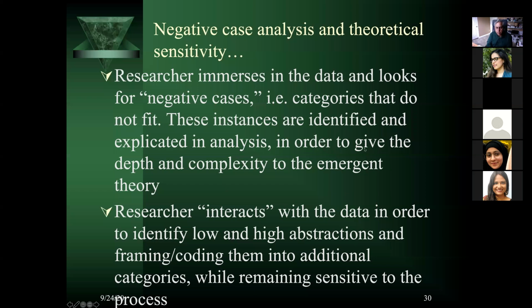The researcher interacts with the data in order to identify low and high abstractions, which I told you earlier. Descriptive labels versus interpretative labels. Coding them into additional categories while remaining sensitive to the process. So now, again, this muddies the water. So you are creating higher abstractions, lower abstractions through coding. Then you're creating additional categories, additional groupings of those themes while remaining sensitive to the process.